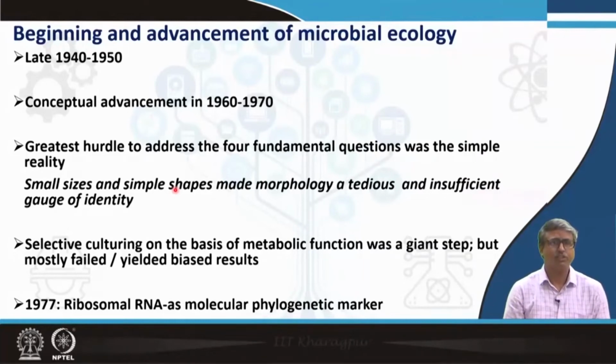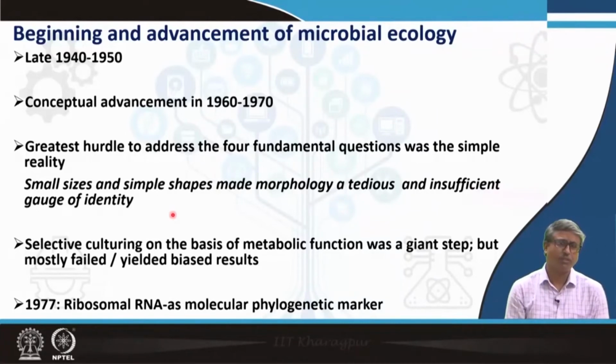Selective culturing on the basis of metabolic function was a giant step. During the 1960s and 70s, and even a little later, and even till now, scientists are always trying to venture into developing new culturing methods so that organisms can be cultured successfully based on metabolic function. Like a nitrogen fixing organism can be cultured in a different way compared to an ammonia utilizing or a nitrate reducing microbe. So, utilizing this concept that metabolic functions could be connected to their growth and cultivation was a giant leap, but mostly failed. Why mostly failed?